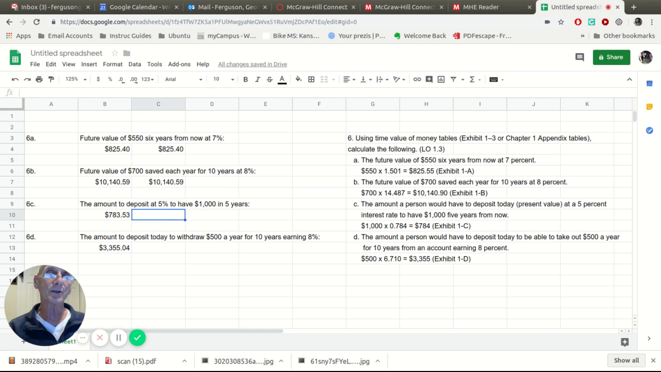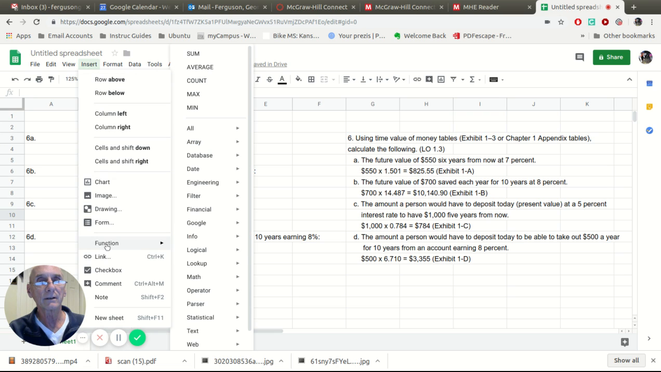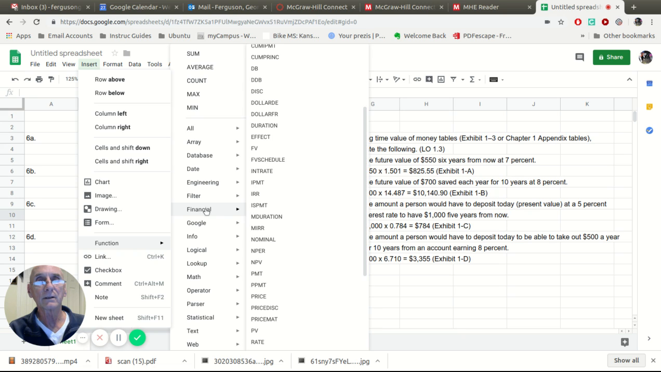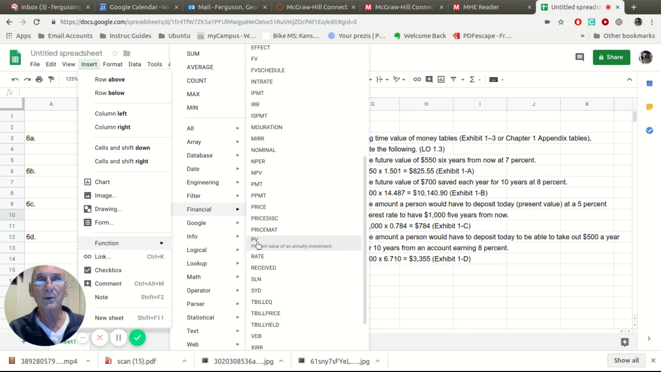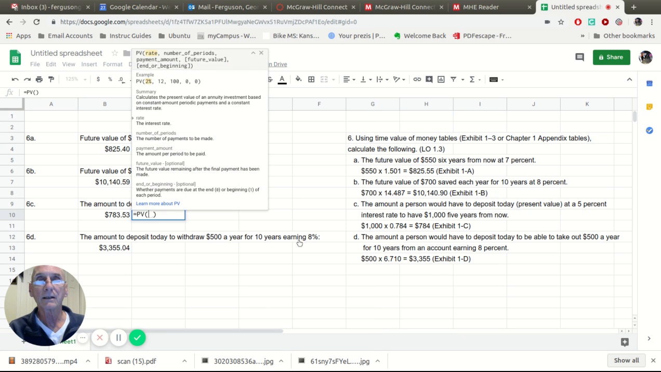Now, present value. In other words, how much do I have to put aside now to have $1,000 in 5 years if I'm getting 5% on my money? So I'm going to go up and insert a function, financial, and we'll look for present value. Here's present value, PV. So again, it's going to prompt us for all the things that are necessary. So what's the rate that we have right now? It is 5%, comma. Number of periods. In other words, 5 years from now, comma.